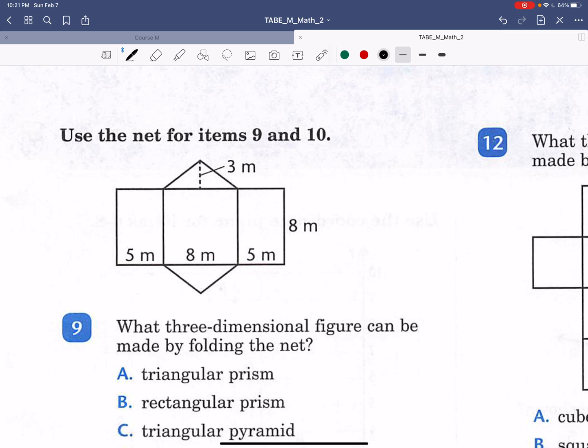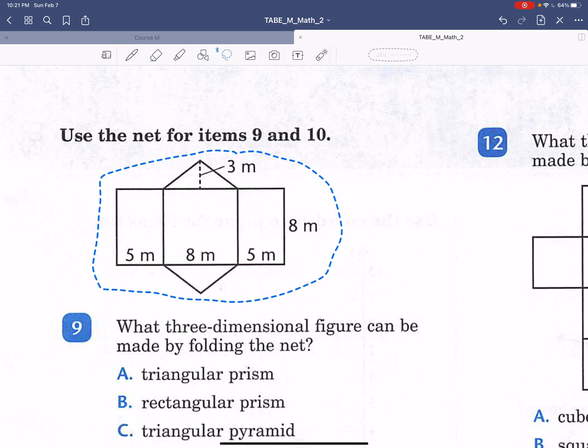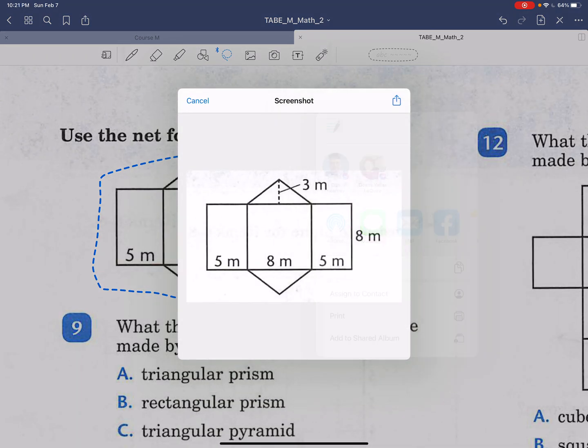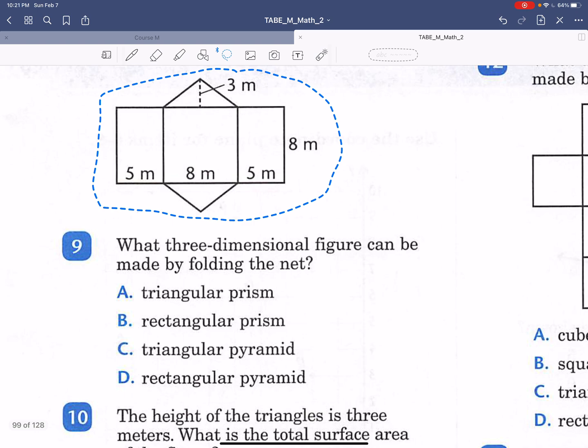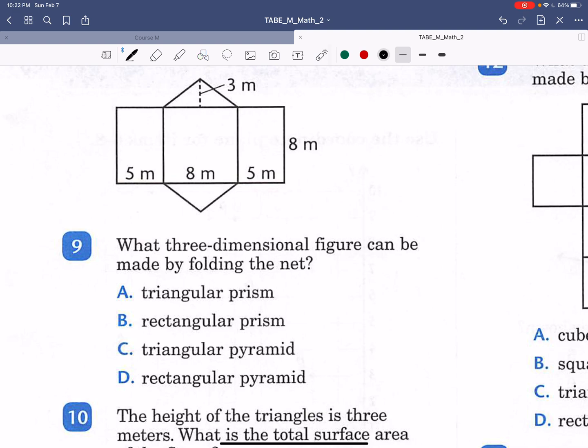Number 9. It says to use this net for 9 and 10. So let me make a copy, just in case. What three-dimensional figure can be made by folding the net? A triangular prism, a rectangular prism. I can rule that one out because there are no triangles in a rectangular prism. A triangular pyramid, or a rectangular pyramid. This one's a little tricky, especially with the triangles. You have to visualize where those triangles would be when this is folded up. And it's A. This would be a triangular prism.